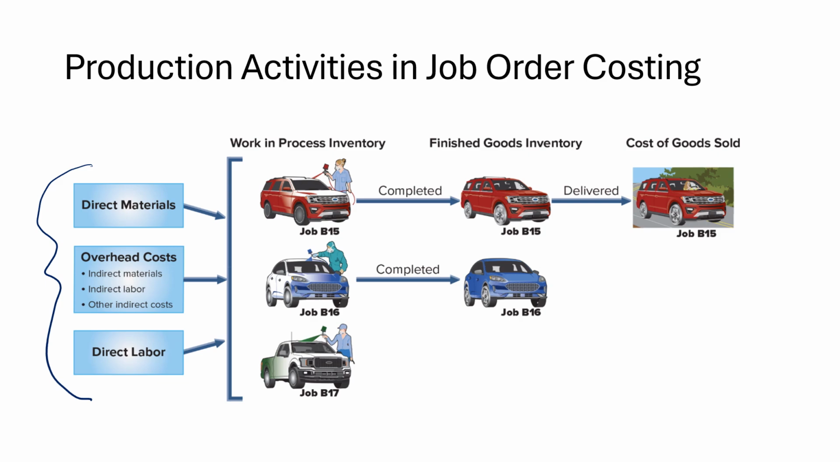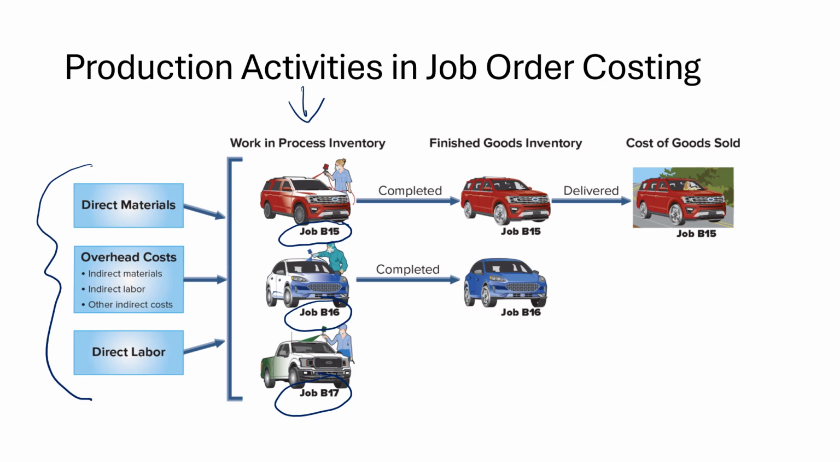Then you can see as jobs are being completed, they're not all being completed at the same time. So different jobs will be in different areas of progress as they're going through the manufacturing process. So you can see here, it looks like there are 3 separate jobs. So there's job B15, job B16, and job B17. It starts here with what is in work in process inventory at the time.